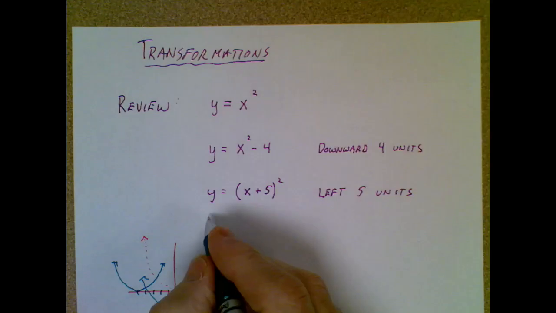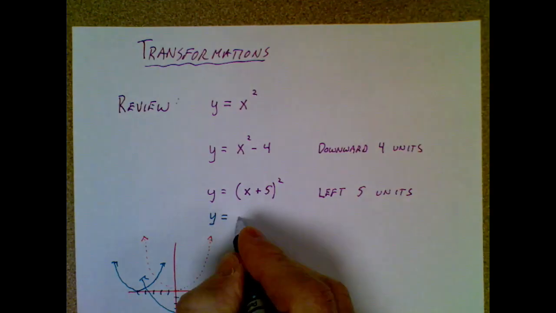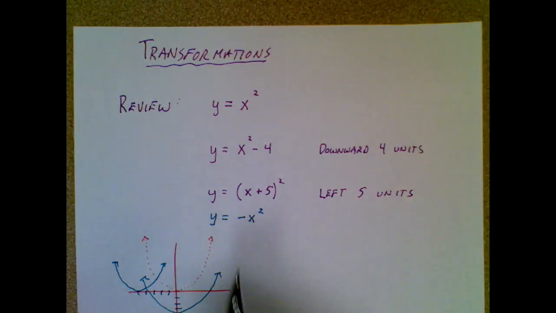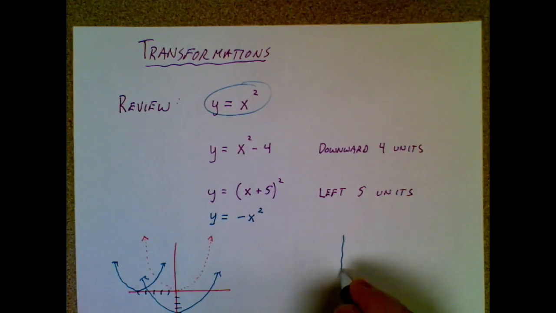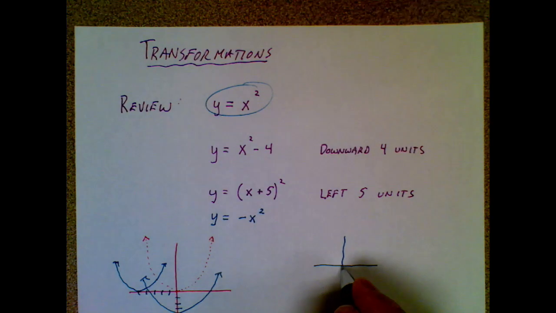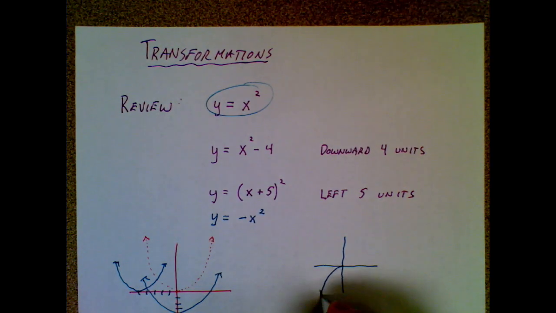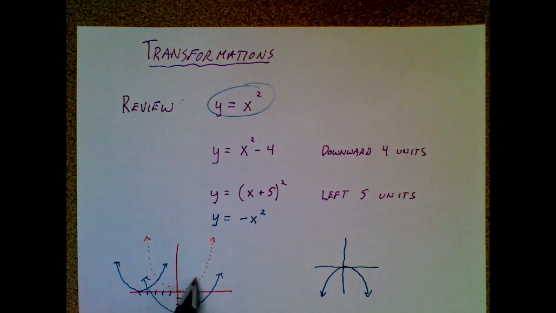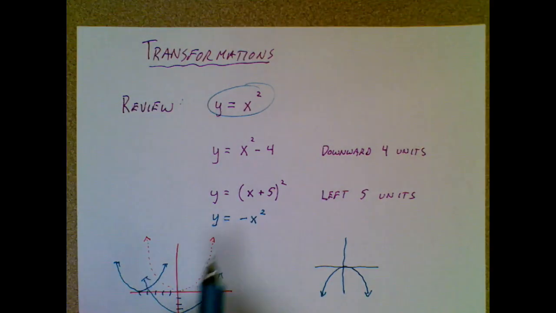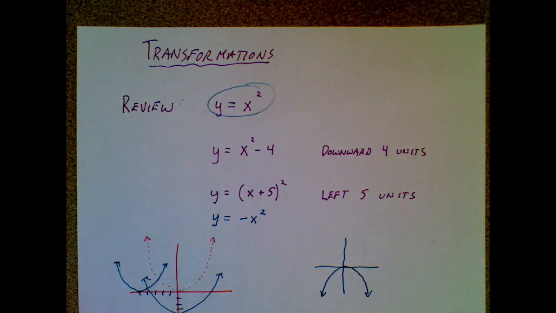And we also learned that if you just put a negative out in front of your original function, what you would do is reflect it about the x-axis, or in other words, you would flip it. So my original function got flipped because of the negative. That's all review.